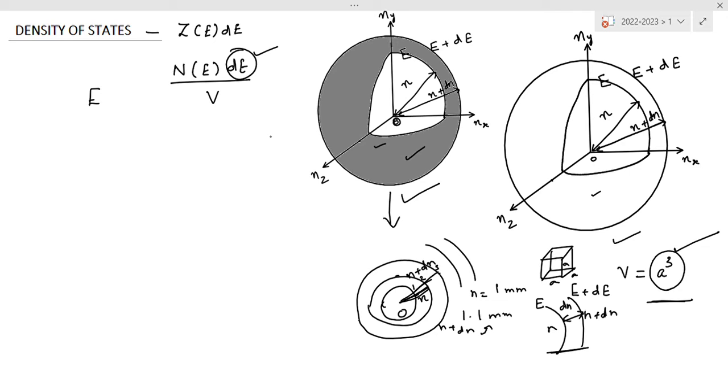We are going to find the number of available energy states in between this energy interval dE and this difference of radius dN. Now moving to the derivation part. The number of available energy states in the energy interval dE, we are going to derive this.